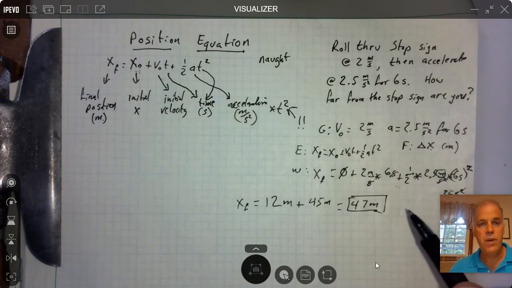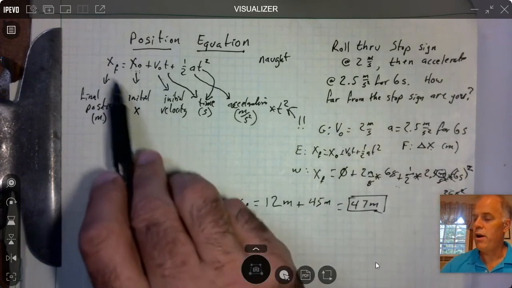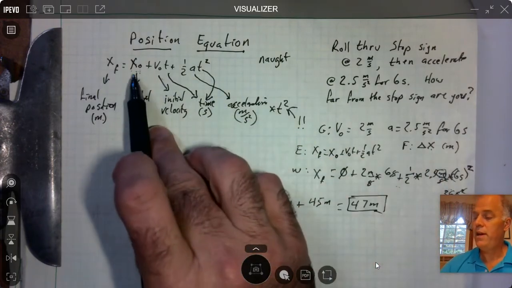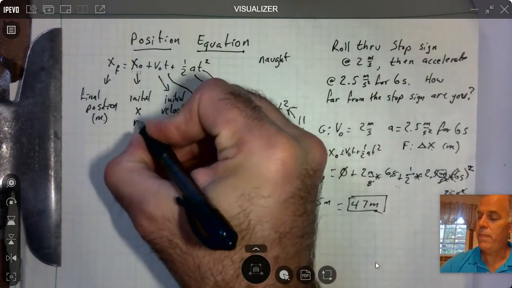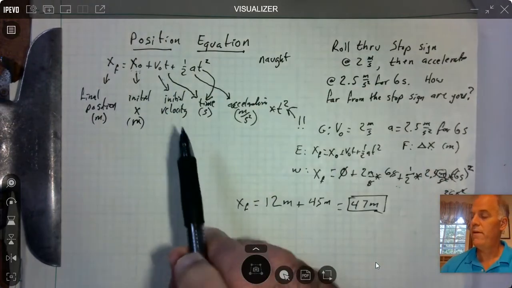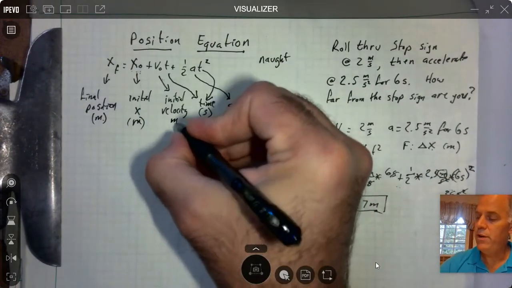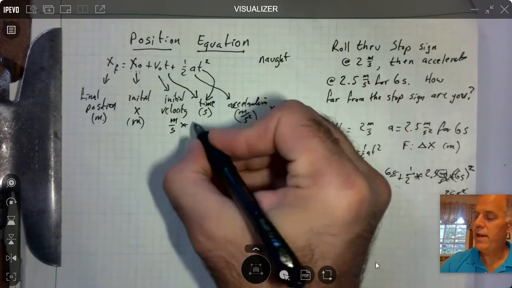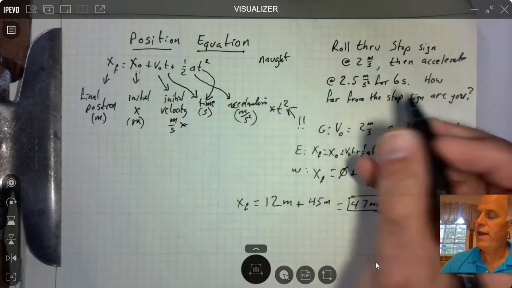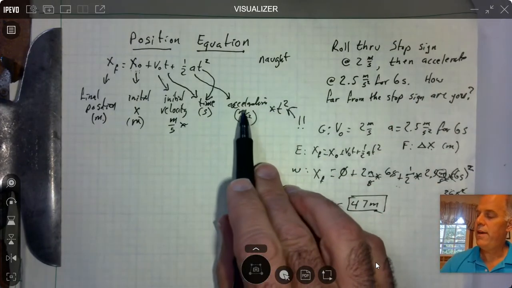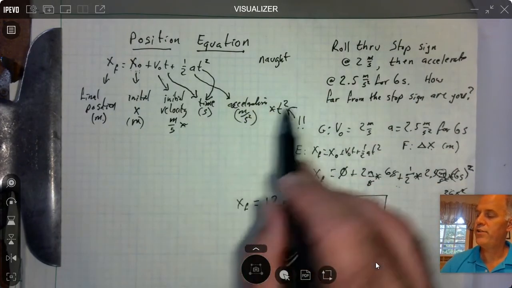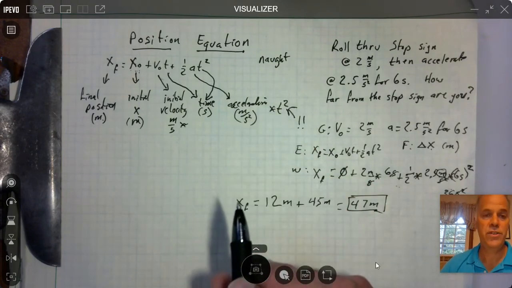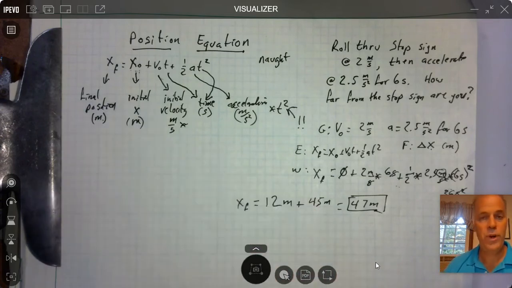So you may have noticed this as I'm going through it, but each term in this big ugly equation turns out to be meters. The initial position is the position in meters. The velocity is meters per second times seconds, did that one. And the acceleration term is meters per second squared, but when you square the time, the seconds squared cancel out and leaves us with meters again. So each term boils down to meters.